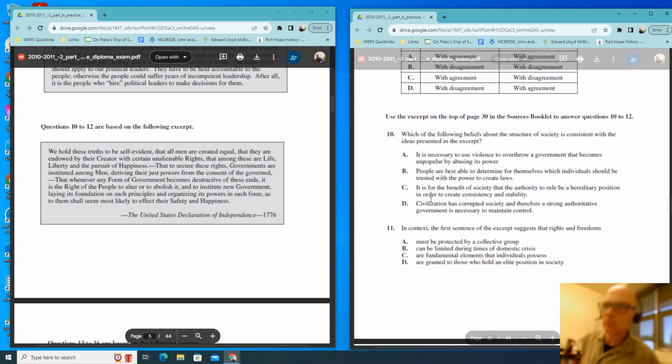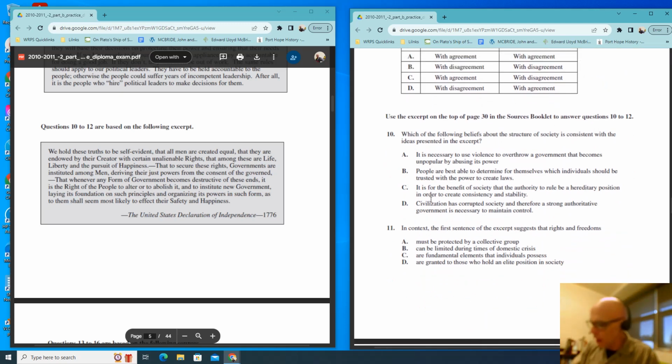Number 10. Another big long quote. I want to know why I'm reading it. I'm going to read the question first. Which of the following beliefs about the structure of society is consistent with the ideas expressed or presented in the excerpt? Okay. Which of the following beliefs about the structure of society, I might highlight that if I had a booklet, structure of society, is consistent with the ideas expressed? It is necessary to use violence to overthrow a government that becomes unpopular. Okay, I'm going to think back and think, what does that look like?